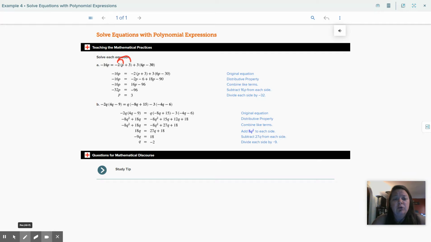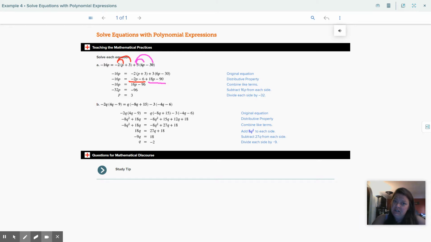So we're going to take negative 2 and multiply it by p, and negative 2 and multiply it by 3. So we get negative 2p minus 6. Then the next step is to use the distributive property to get rid of the second set of parentheses. We take the 3 and multiply it with 6p and with negative 30. 3 times 6 is 18, so we get 18p, and 3 times negative 30 is negative 90. So now what we have is negative 16p equals negative 2p minus 6 plus 18p minus 90.